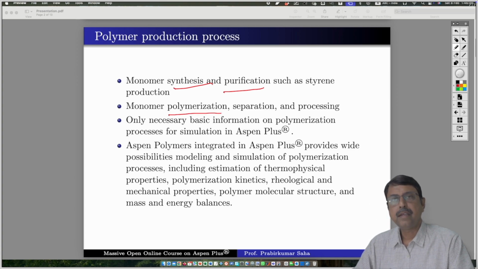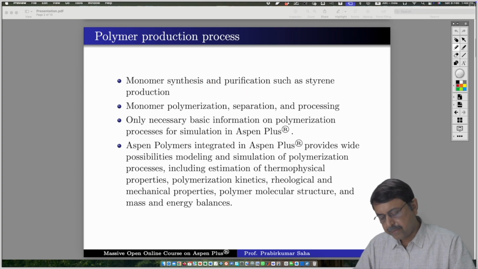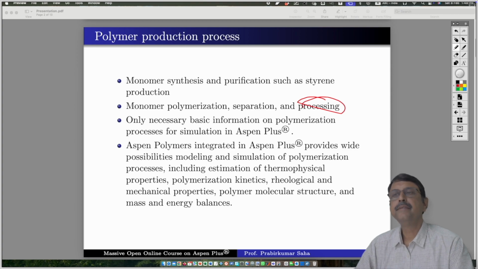So after it is polymerized, the polymer is separated from the mixture and it is sent for processing. So that is how the monomer is synthesized, purified, polymerized, and the polymer is separated and sent for processing. So this is the total polymerization production process.